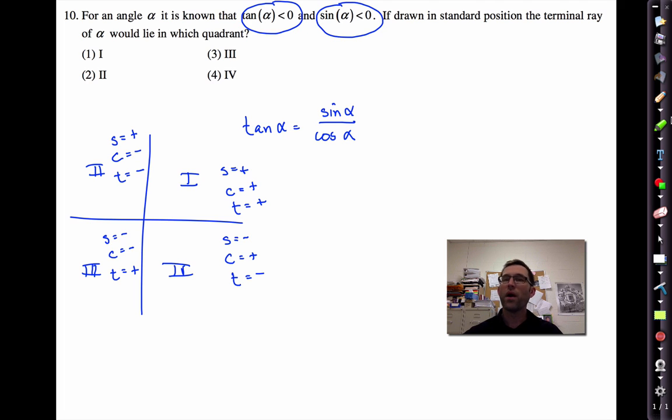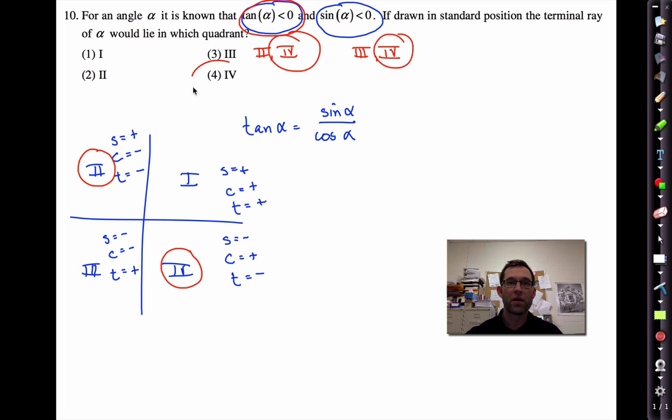Whew. So what do we know? Let's zone in here a little bit. We know that the tangent is negative, which means we must be in either quadrant 2 or quadrant 4. But the sine is also negative, so that's quadrant 3 and quadrant 4, which means our winner must be quadrant 4. There it is. Sine is negative and tangent is negative.